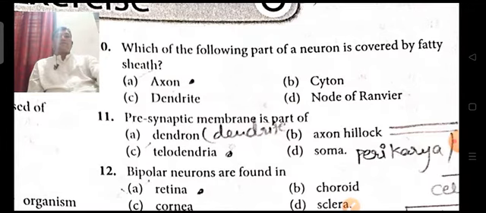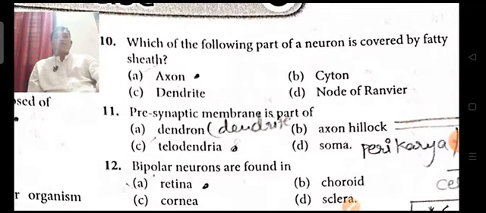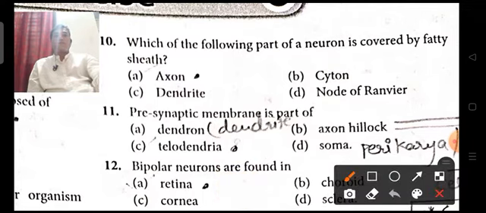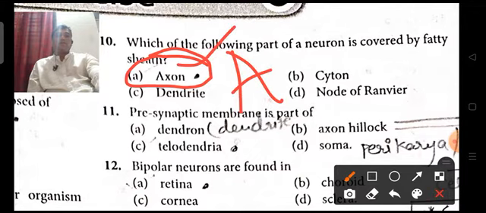And here we can go only with the answer. Dendrite, already you know that dendrite is a branched structure. Cyton means cell body or pericardia. The cyton is also called pericardia or cell body of the cell. So here the answer for this is axon. Axon is covered by myelin sheath. Answer A.